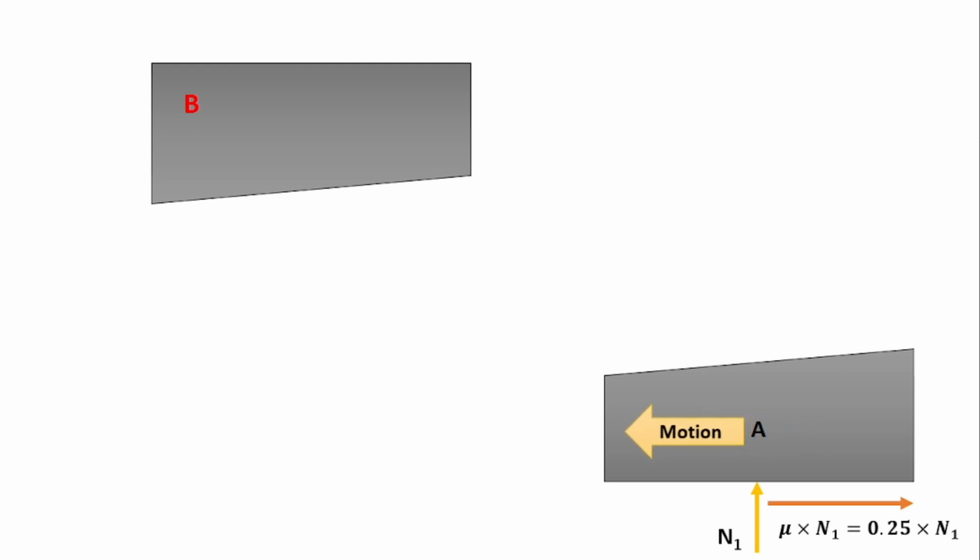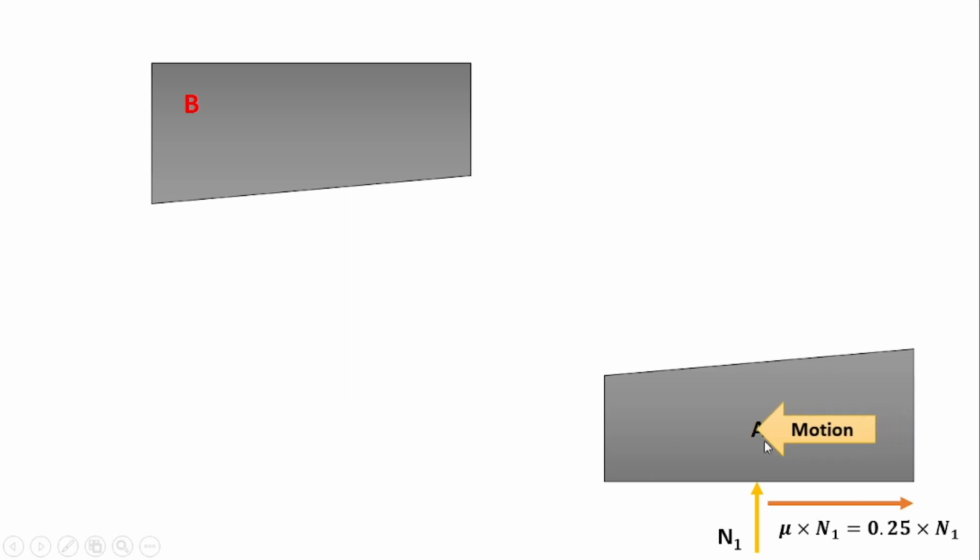Now block A, it is moving towards left side, so its motion is shown here. First we'll show the normal reaction. As this reaction is perpendicular to the surface, it is shown here. This is known as N1. Then block A is moving towards left, so friction force is shown towards left side. The value of friction force will be mu into normal reaction, so it is mu into N1, equal to 0.25 into N1.